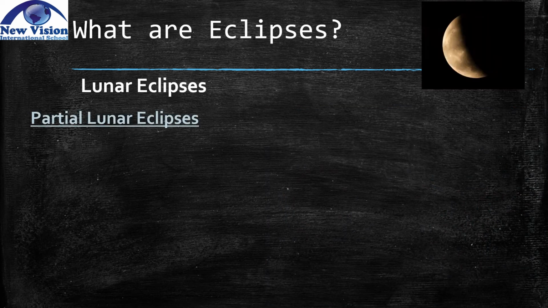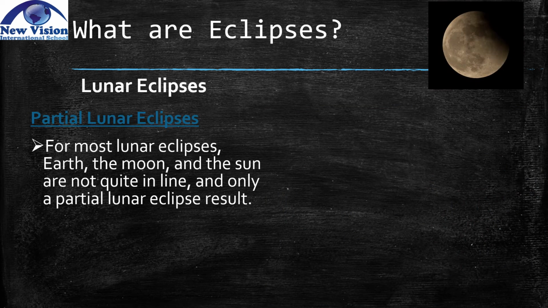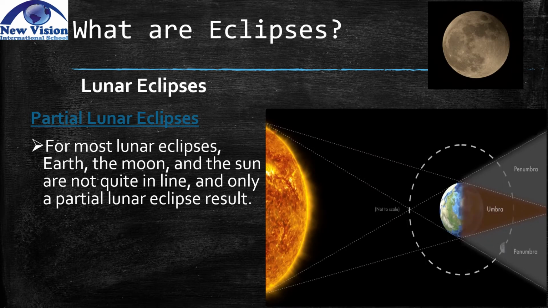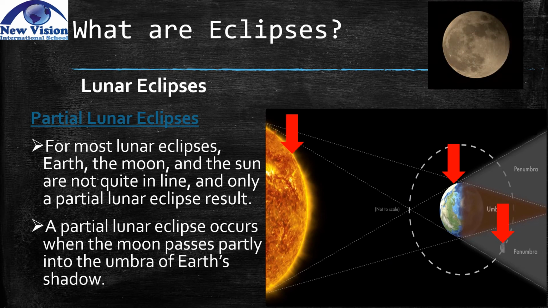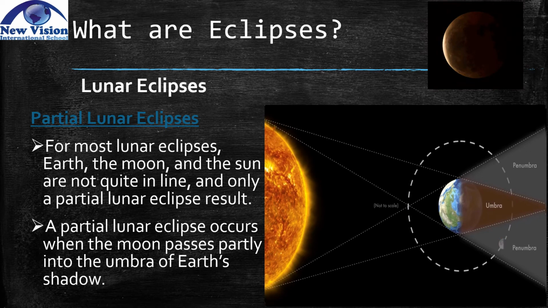Partial lunar eclipses. For most lunar eclipses, Earth, the moon, and the sun are not quite in line, and only a partial lunar eclipse results. A partial lunar eclipse occurs when the moon passes partly into the umbra of Earth's shadow.